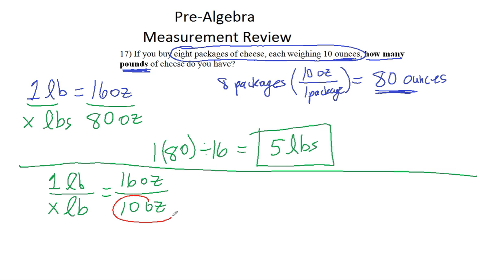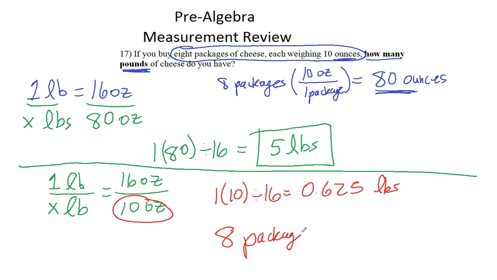So again, if I just do one package of cheese, it's 10 ounces. When I figure this out, I would do 1 times 10 divided by 16. I get 0.625 pounds. But that's for one package. So then I would do my 8 packages times 0.625 pounds over one package. Oh, it's not writing for me all of a sudden. The screen's not working in this section here. I apologize for that.